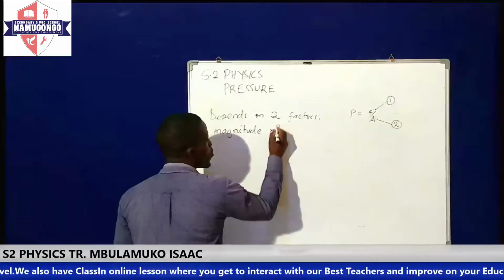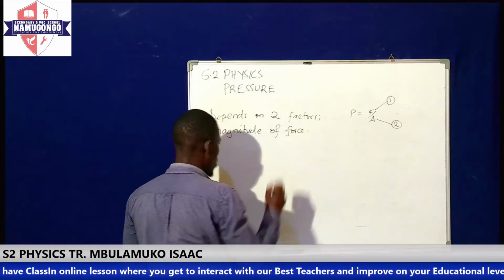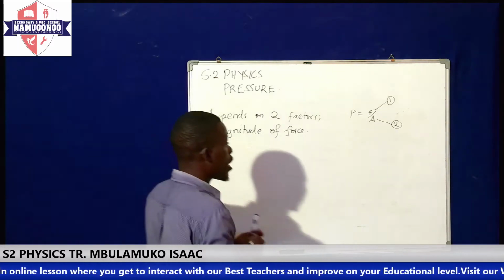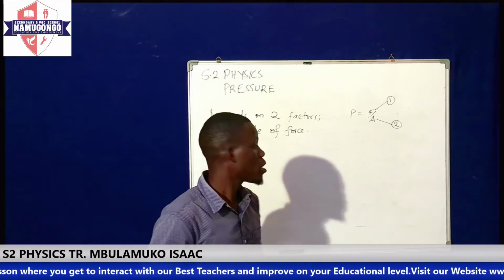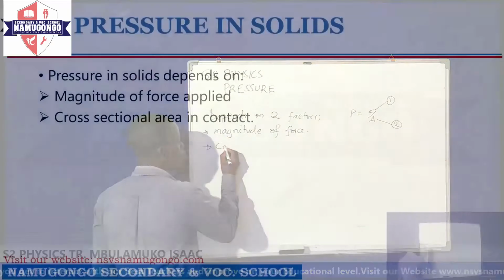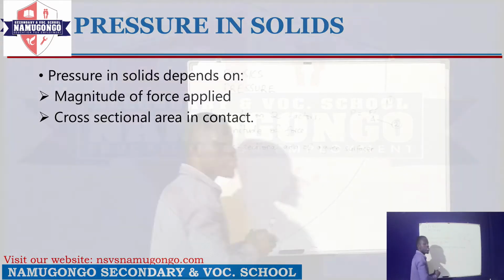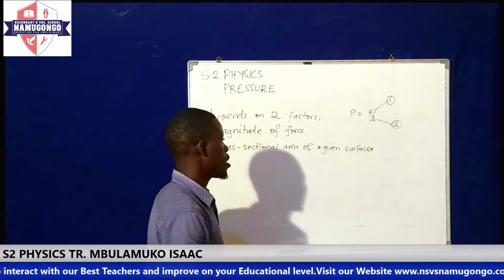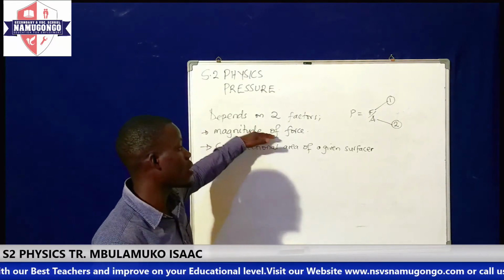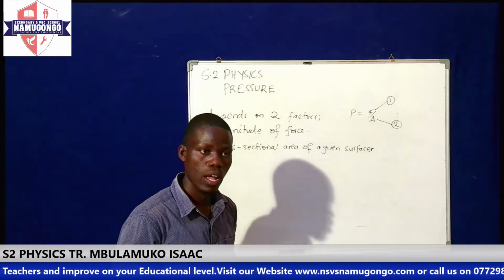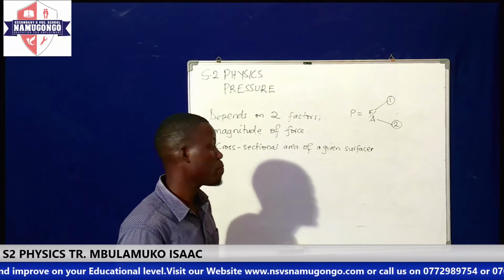Then the second point from our formula, as you can see, we need a given area. So we need the cross-sectional area. So pressure also depends on the cross-sectional area of a given surface. When this area decreases, pressure is affected. When this area increases, pressure is affected. So the bigger the force, the bigger the pressure. And the smaller the force, the smaller the pressure.